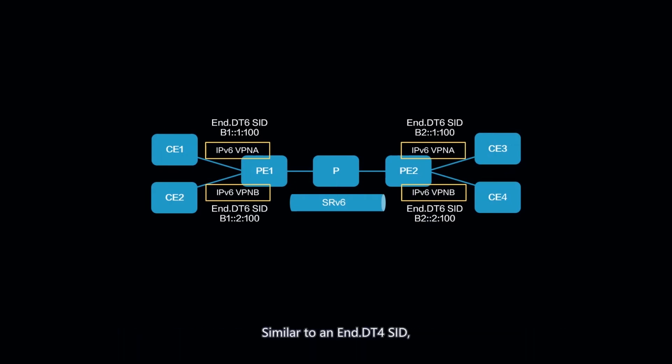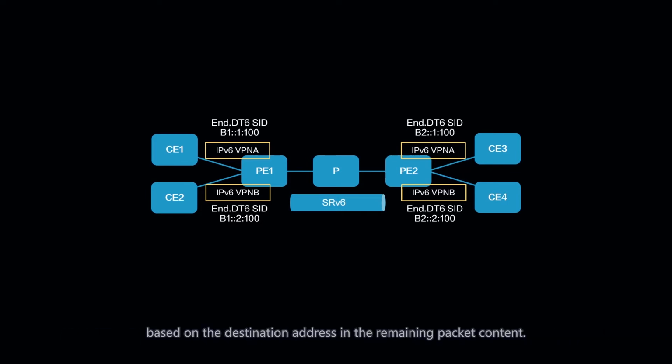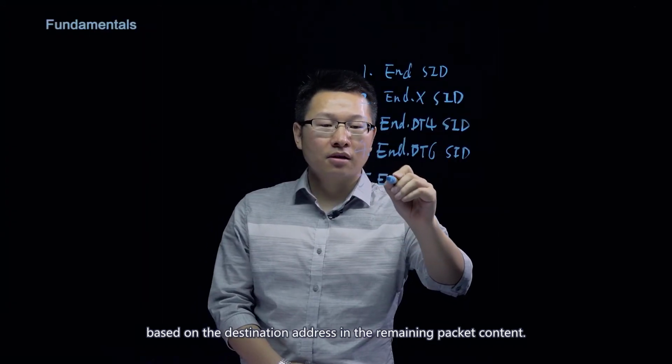The fourth type is an End.DT6 SID, which is usually used in IPv6 L3 VPN scenarios. Similar to an End.DT4 SID, an End.DT6 SID instructs the device to decapsulate the received packet, remove the outer SRH and IPv6 header, and then search the routing table of the corresponding IPv6 VPN instance for packet forwarding based on the destination address and the remaining packet content.